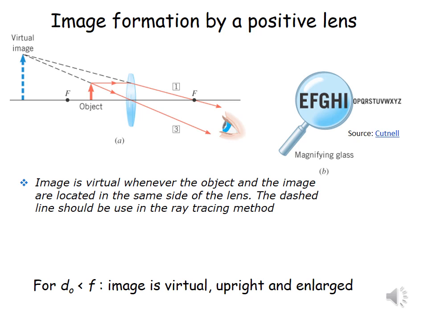So now you can draw the virtual image here. Since the object and the image are on the same side of the lens, the image is virtual, and you have to draw the image and the ray tracing line here using a dashed line.